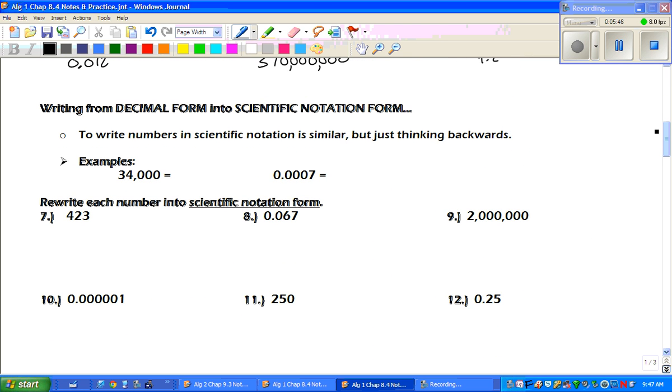All right. Writing from decimal form into scientific notation. To write numbers in scientific notation is similar, but just think backwards. So when we're talking about the decimal, you want to know where do they have to move it.